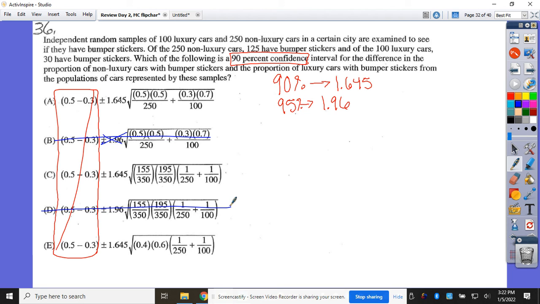Now let me read through the problem first. Independent random samples of 100 luxury cars and 250 non-luxury cars are examined to see if they have bumper stickers. I'm figuring out a success rate for each one. There's 125 successes for the non-luxury and 30 successes of the 100 luxury. So those are just my numbers to use.